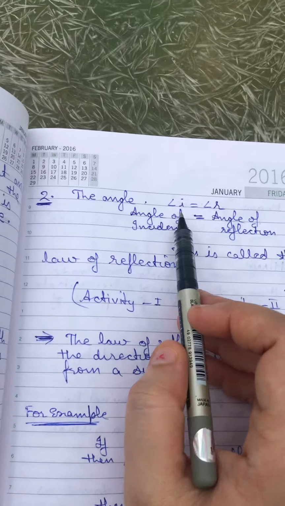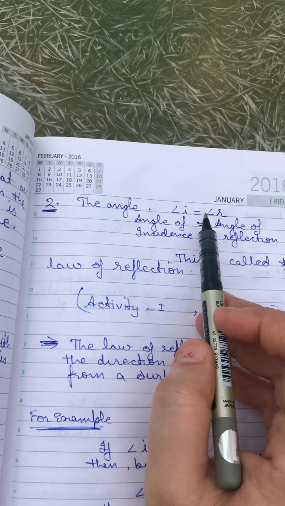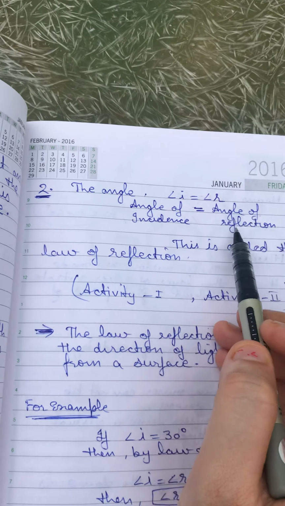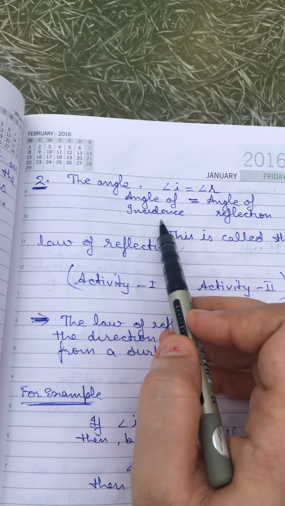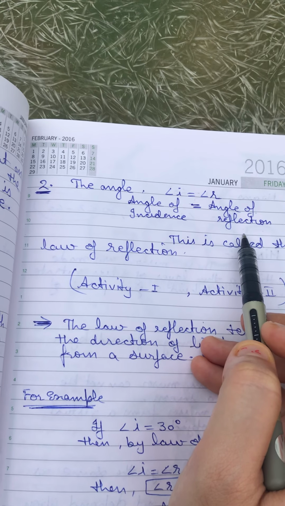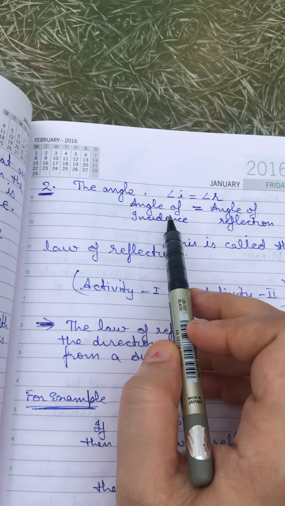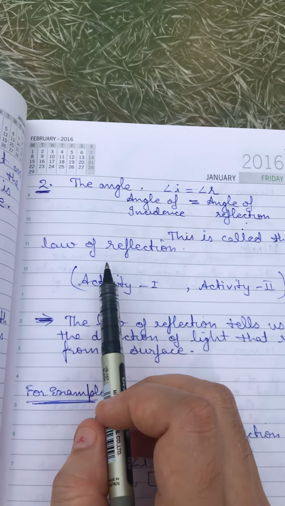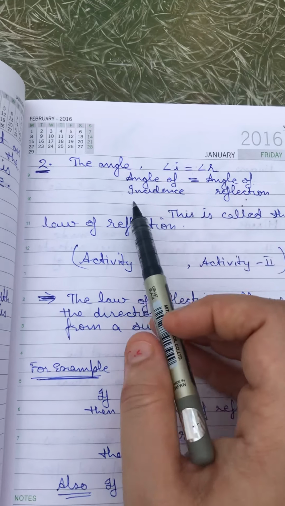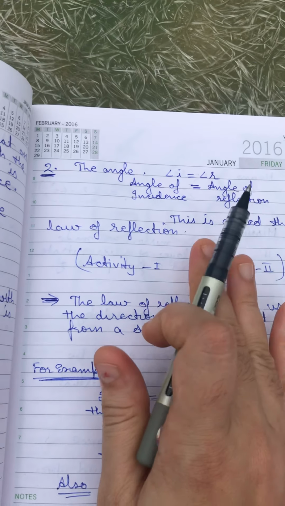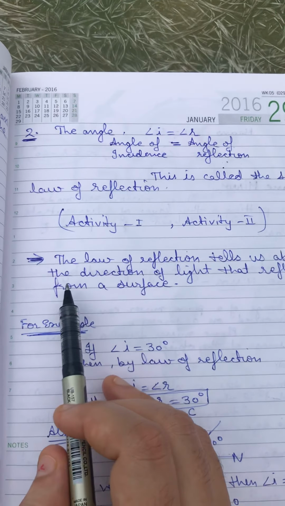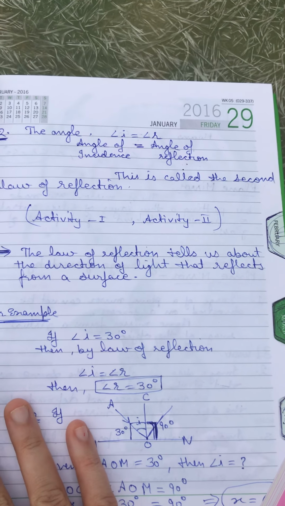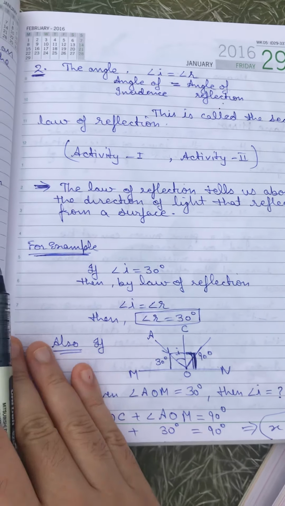The second one is, angle I is equal to angle R. What is angle I? Angle of incidence. What is angle R? Angle of reflection. So angle I is always equal to angle R, which means the angle of incidence is always equal to the angle of reflection in the case of a mirror. This is the second law of reflection. The law of reflection tells us about the direction of light that reflects from a surface.